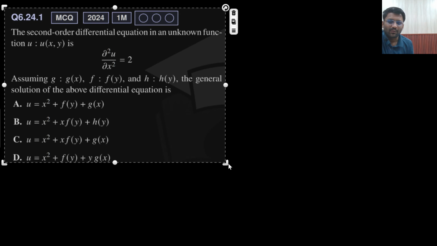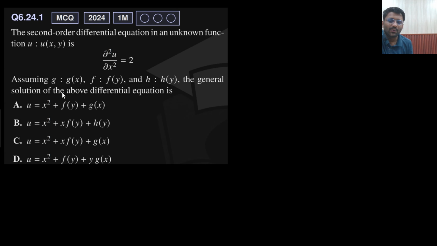This question, what are they saying? You pick up u partially differentiated 2 times and it should be equal to 2, where f of y is a function of y and g of x is a function of x. So let's go with option A. Partial differentiation of u with respect to x I will do.